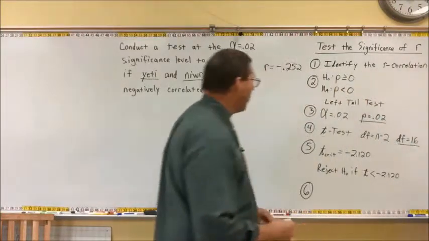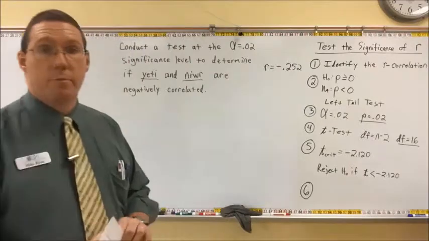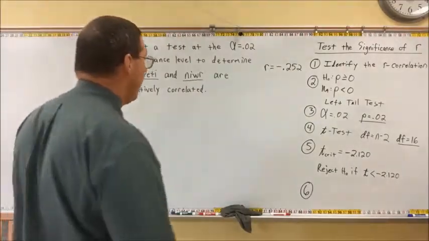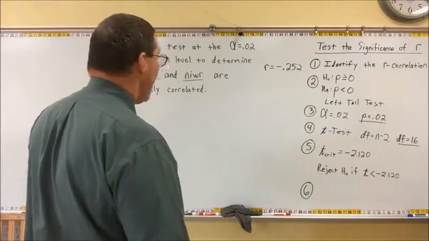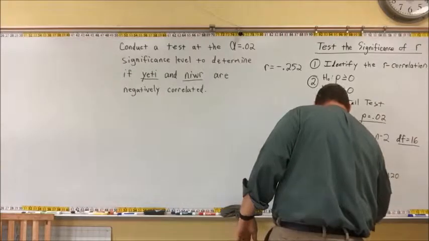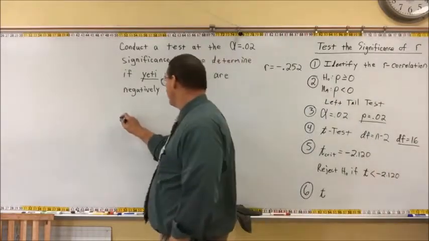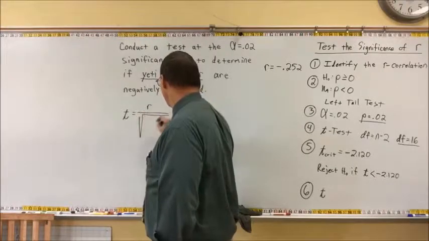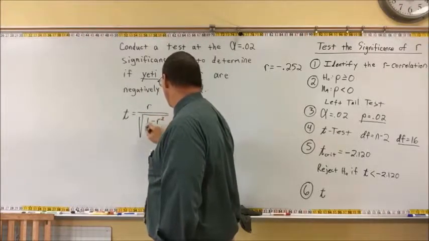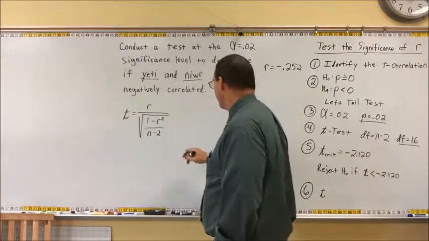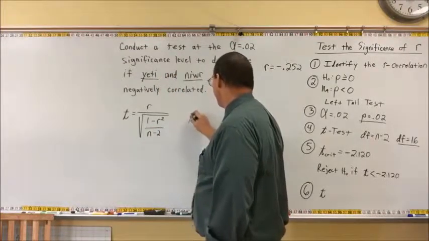Okay? You've done a lot of these hypothesis tests up till now. You get it. You understand. And so now the only thing we need is to calculate our t statistic. Okay, and what is our formula for the t statistic? It's r over big square root of 1 minus r squared over n minus 2, which is basically the degrees of freedom. Well, it is the degrees of freedom.